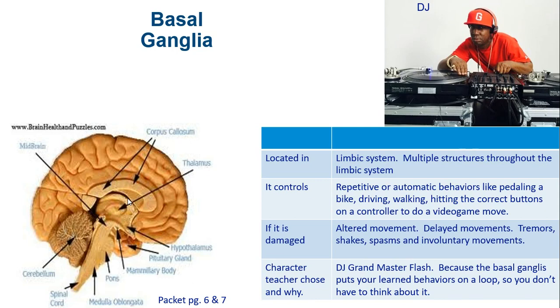If you damage your basal ganglia, you're going to get messed up movements, delayed movements like lag. If you play video games, sometimes you hit a button and it takes a moment before your character does what you told it to do. Well, that very rarely happens to you in real life. You move almost immediately after you think about what you want to do. But if your basal ganglia was damaged, all of a sudden there will be lag between behavior and thought. You might get tremors and shakes, spasms, involuntary movements.